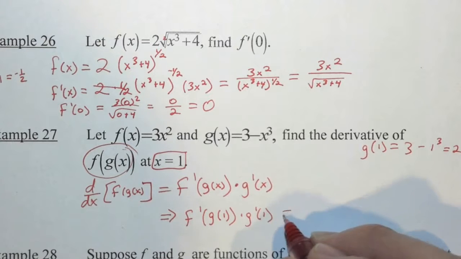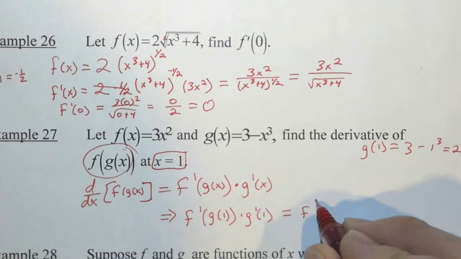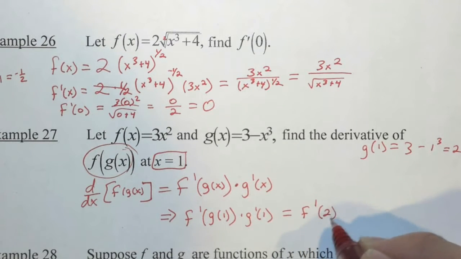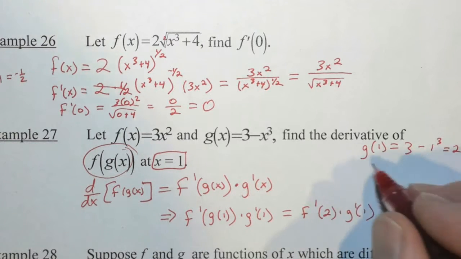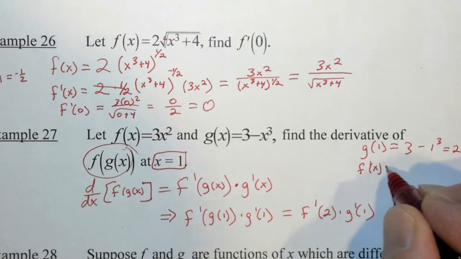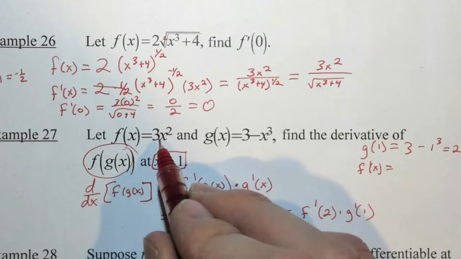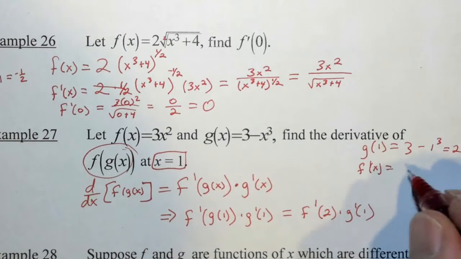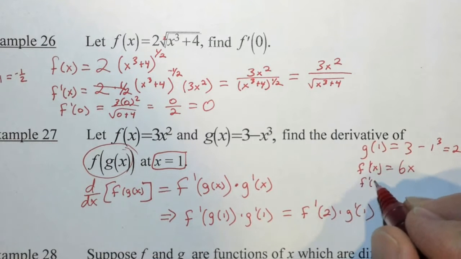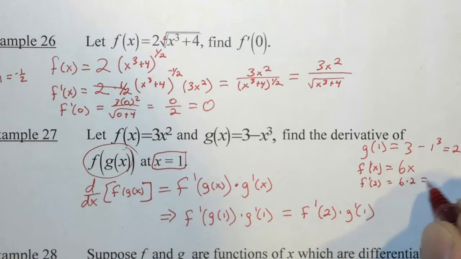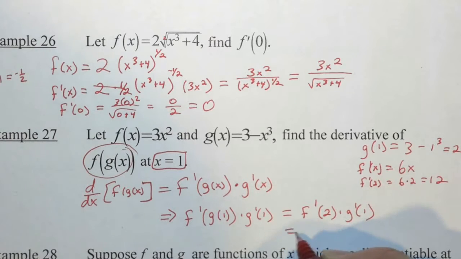So what we're really looking for here is f prime of 2 times g prime of 1. All right, well, let's get f prime of x. F of x is 3x squared. The derivative of 3x squared, we're getting used to this by now, that's 6x. So f prime of 2 will just be 6 times 2, or 12. So this is 12. I'll move this up slightly.